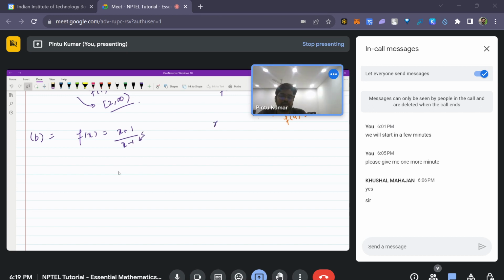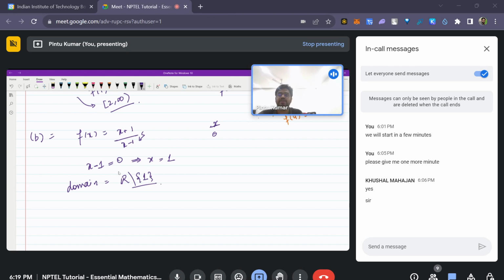If you have something divided by 0, that thing is not defined, right? So you don't want your denominator to be 0. If you look at x minus 1 equal to 0, this implies x is equal to 1. So your domain is R minus 1. So this is everything except 1. Okay.